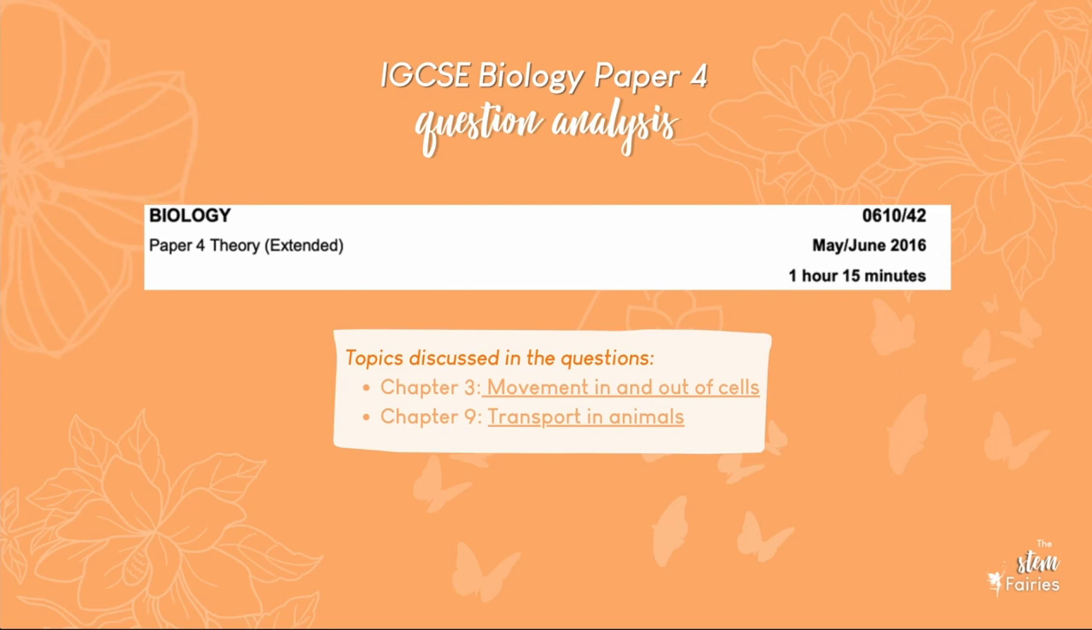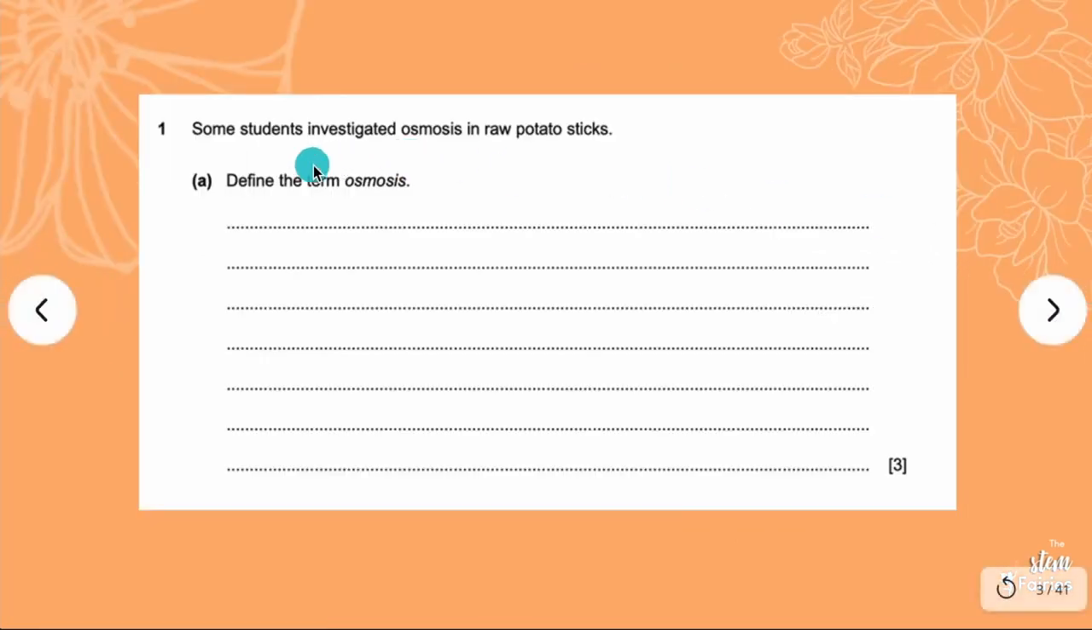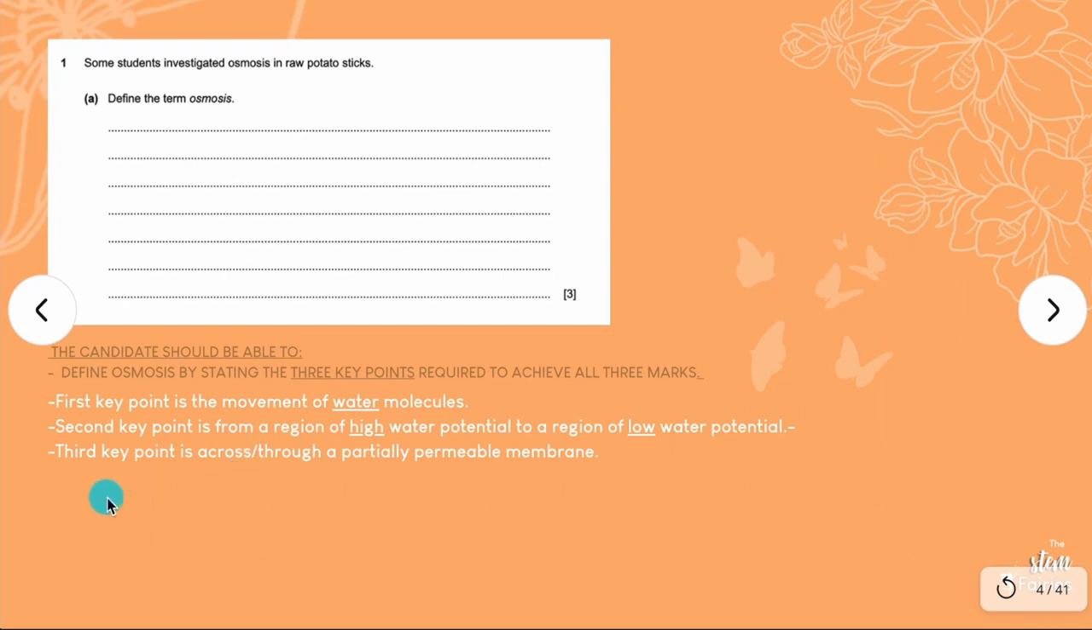Let's get started. So for the first question, it says, some students investigated osmosis in raw potato sticks. Define the term osmosis. So the first thing that we should know is that the candidate should be able to define osmosis by stating the 3 key points required to achieve all the 3 marks. So we can clearly see here that this question is for 3 marks. So we're going to have to be stating 3 crucial points.